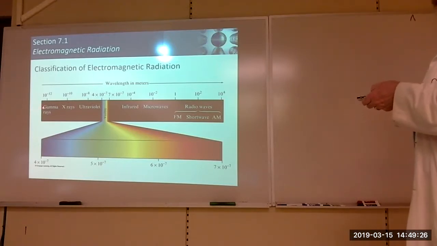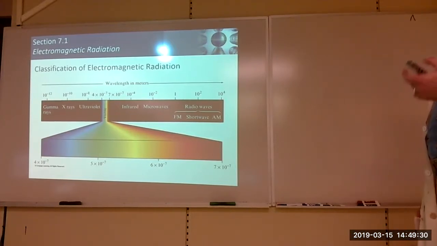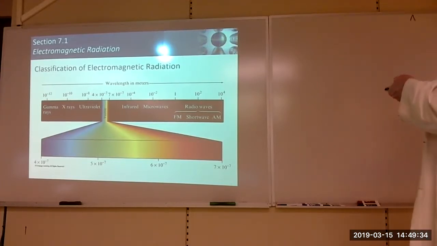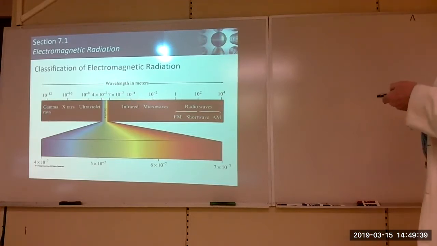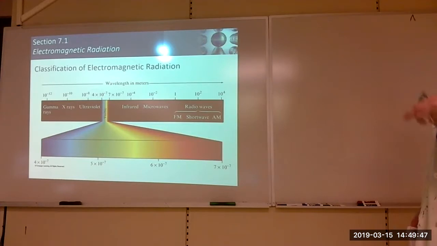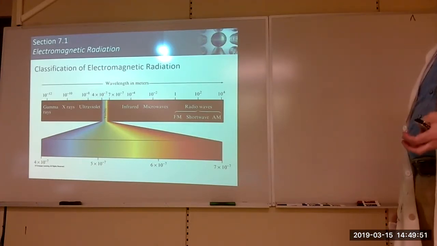So gamma rays are the highest energy electromagnetic waves that we have, or that we know of. And the lowest energy waves are radio waves out here. And in between, if we start with visible, notice the visible is just a very narrow part of the spectrum. So what we see is only a fraction of the story.